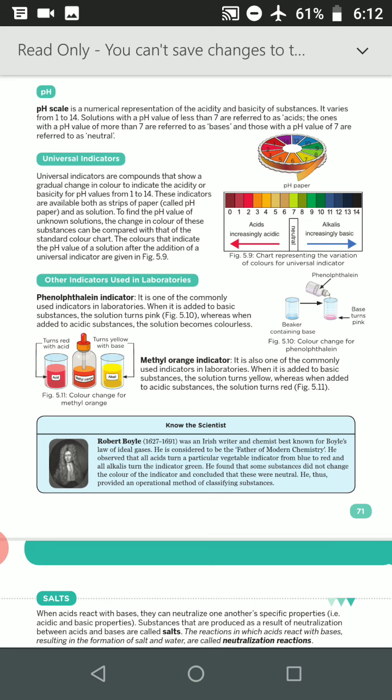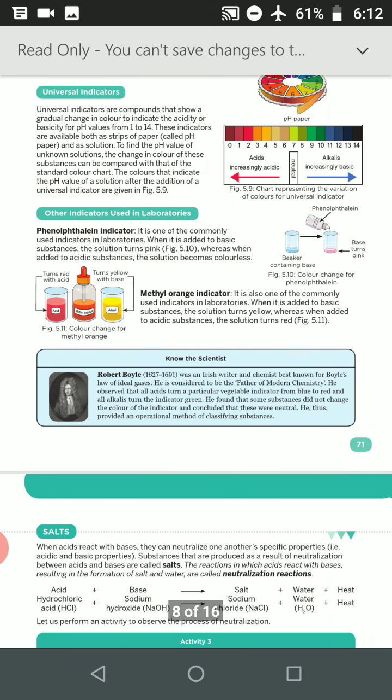Next, methyl orange. Methyl orange is also a commonly used indicator in the lab. When it is added to a basic substance, it turns yellow. When added to an acidic substance, it turns red. This is the color change. See, methyl orange is orange in color. See figure 5.11: when it is added to the acidic solution, it changes to red, and when it is added to the basic solution, it changes to yellow.